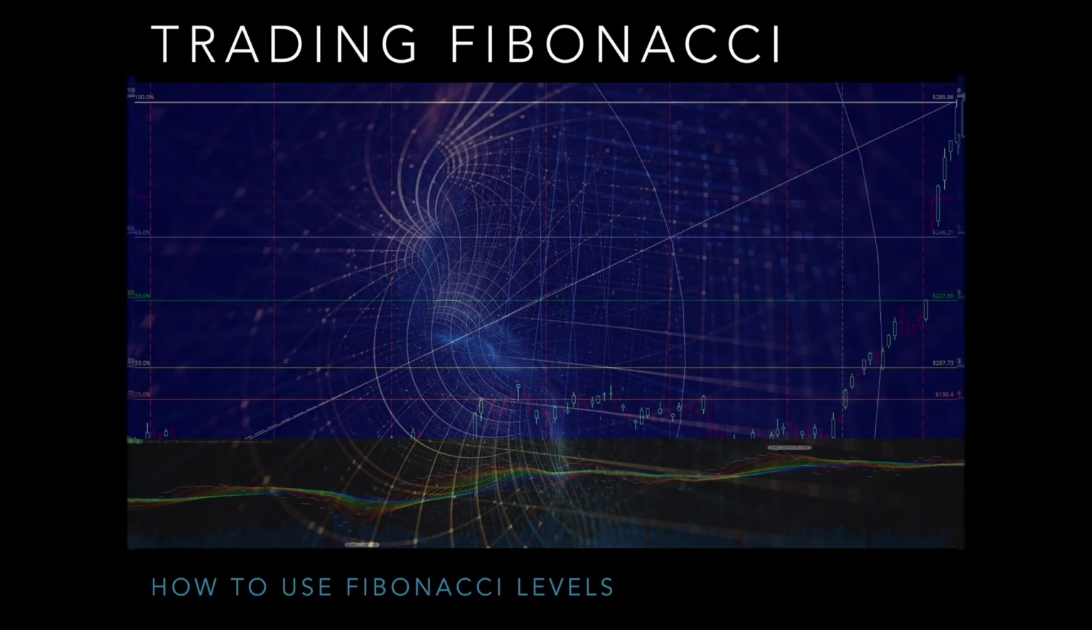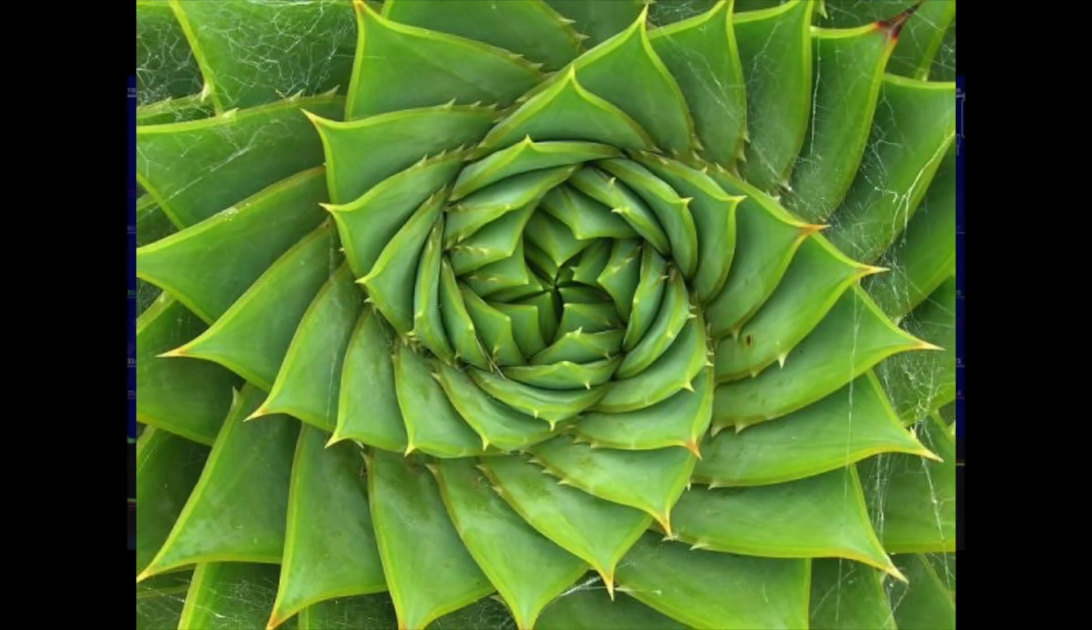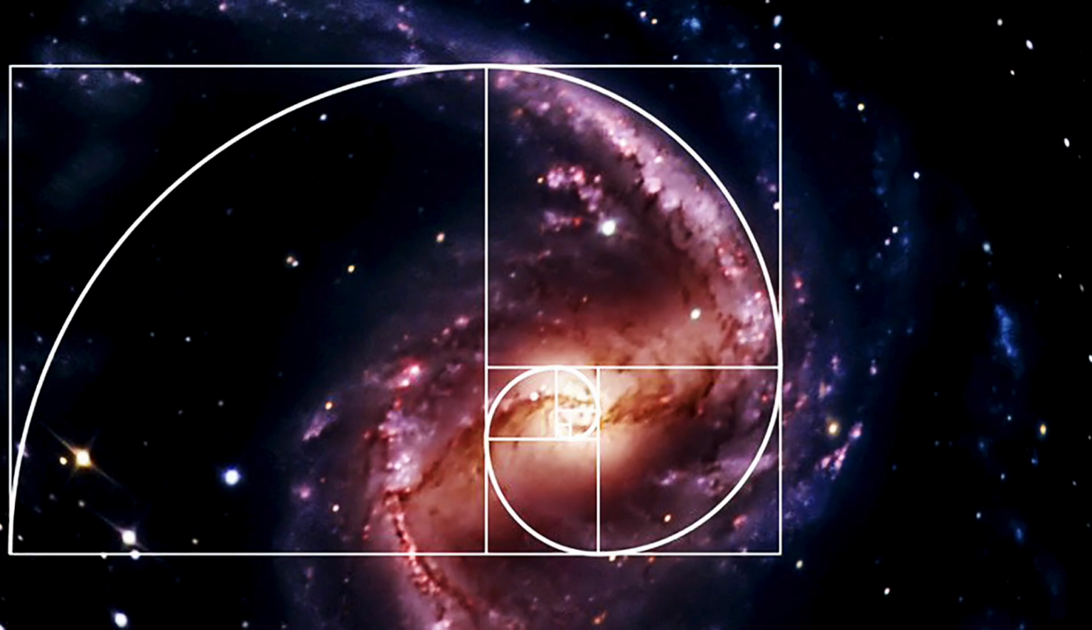Hey guys, my name is Ruben Dante, and in today's video, we're going to go over Fibonacci: what it is, how to use Fibonacci levels in trading, and where it came from. Fibonacci is in the sacred geometry family, so we're going to go over the numbers, why it's called the golden ratio, and how it mysteriously appears in nature and architecture.